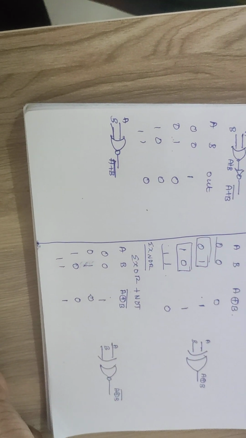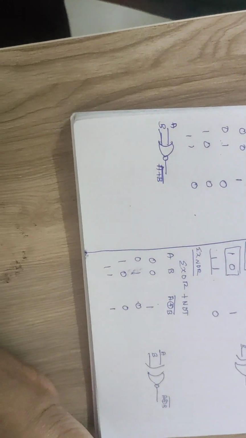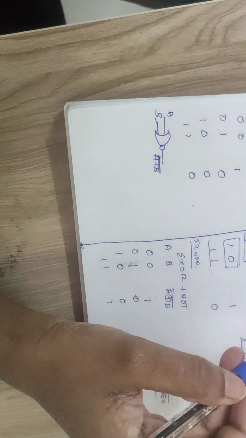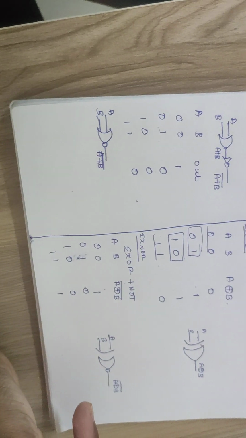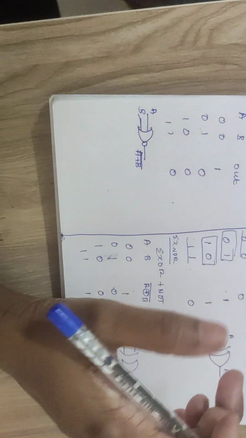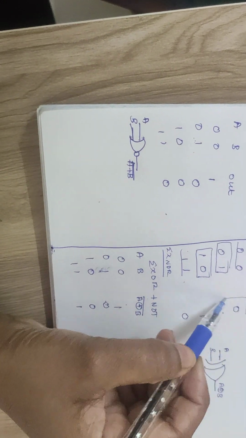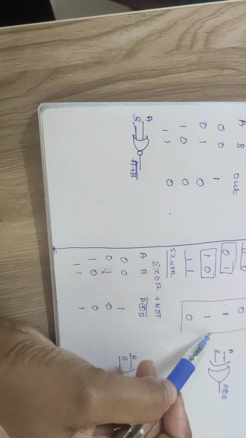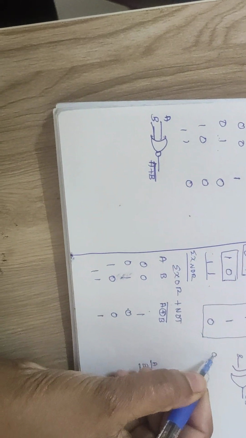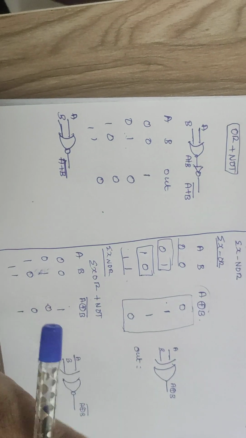Okay, so how could we write the expression for this? The whole process of writing the expression from the truth table, I'll just tell you here for the XOR and XNOR. From that you could follow the same process for the others also. But we'll start from here. This is the output, right? So for this we are going to write an expression.